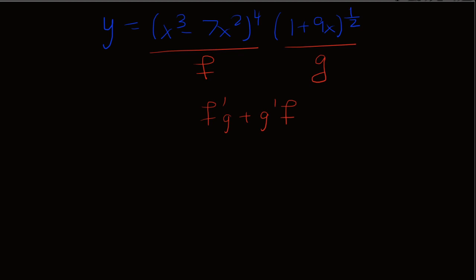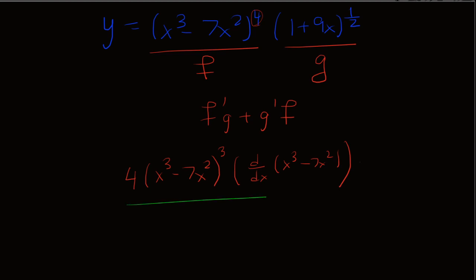Now for the derivative of f, we want to apply the chain rule. So the outside function will be to the power 4. We're going to bring that down, keep the inside the same, subtract 1 in the exponent, and then multiply by the derivative of the inside. So the derivative of x cubed minus 7x squared. Okay, so that's going to be f prime.